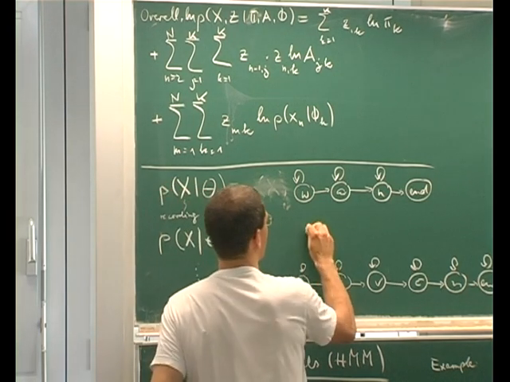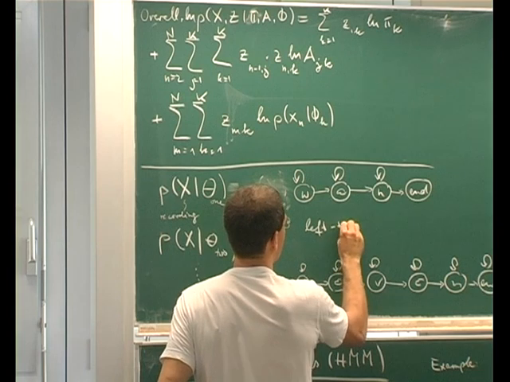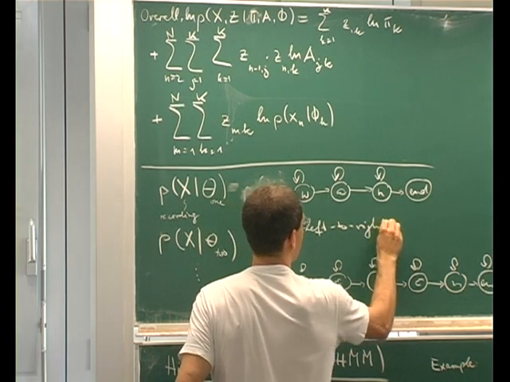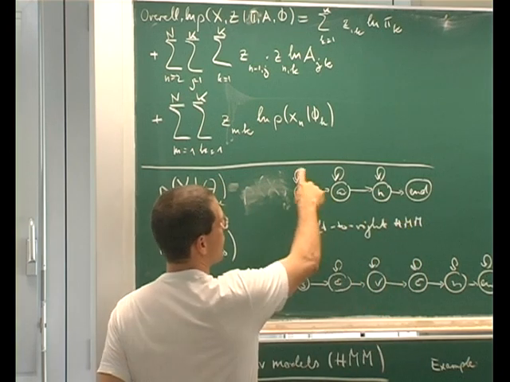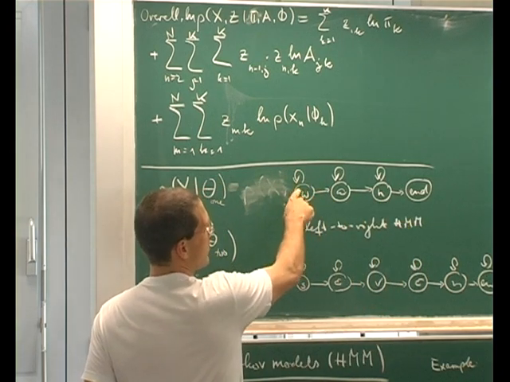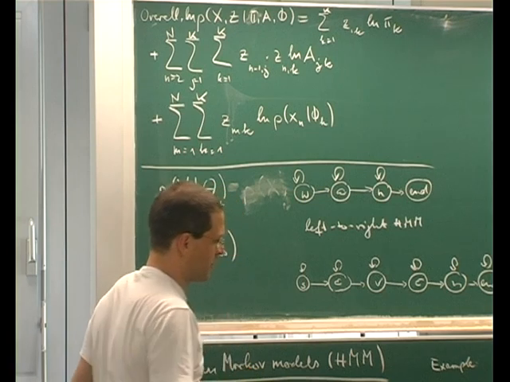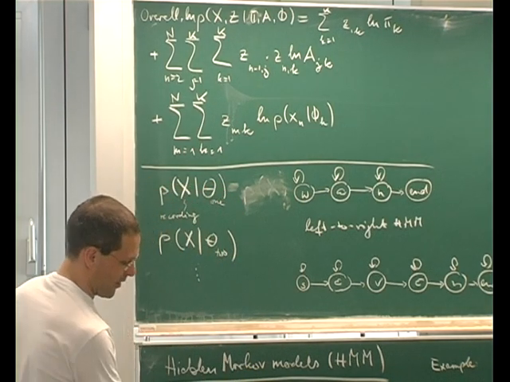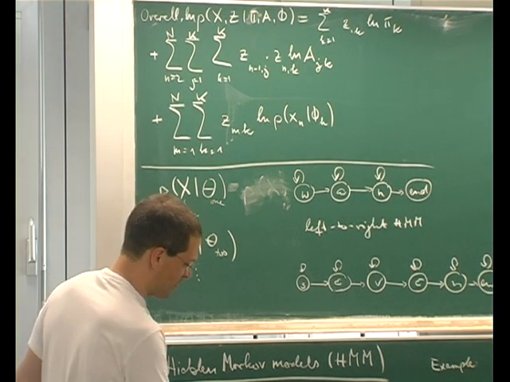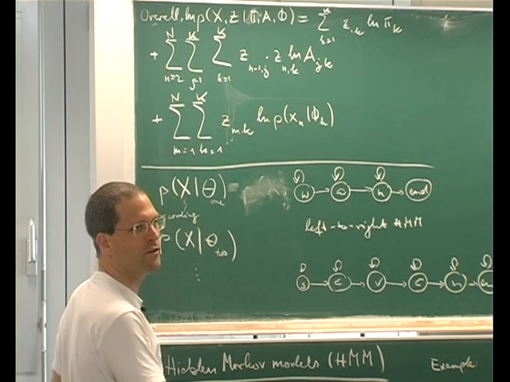So these models here are called left to right HMMs, because you can only visit the state itself or continue to the next state. So in other words, the trellis diagrams become much simpler than the one you've seen here. You can only stay in the same state or go on to the next one.